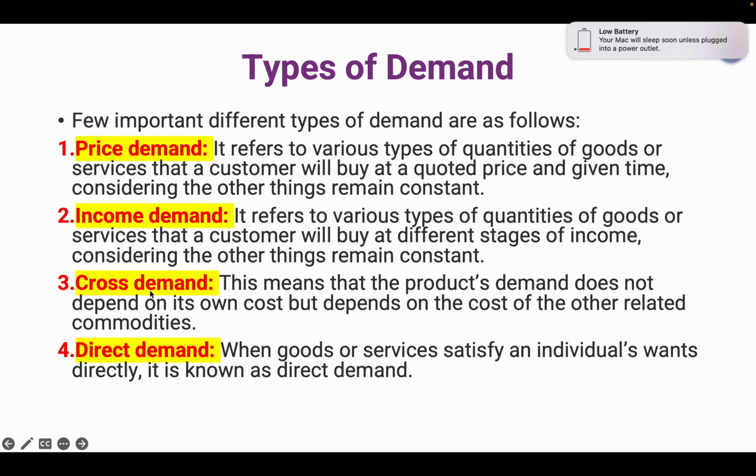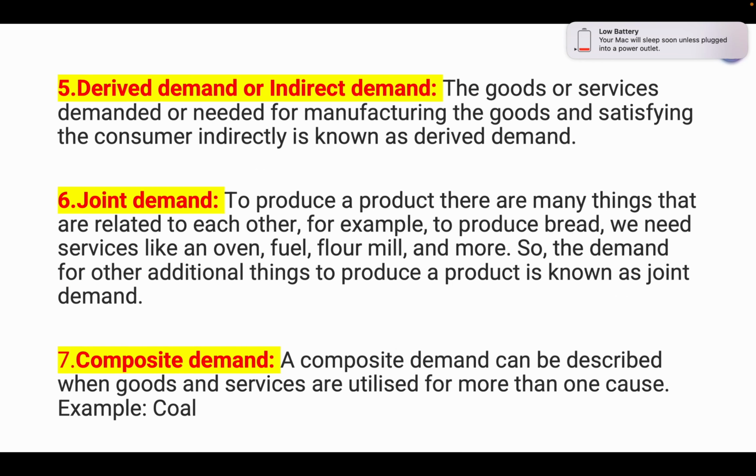And then cross demand: this means that the product's demand does not depend on its own cost but depends on the cost of other related commodities. And then we have direct demand: when goods or services satisfy an individual's wants directly, it is known as direct demand. The fifth important type is derived demand or indirect demand. The goods or services needed for manufacturing goods and satisfying the consumer indirectly is known as derived demand.